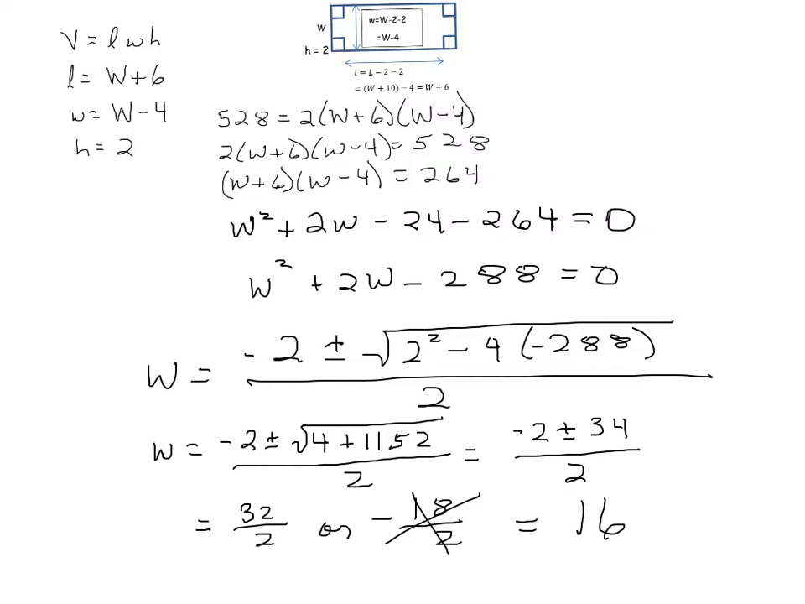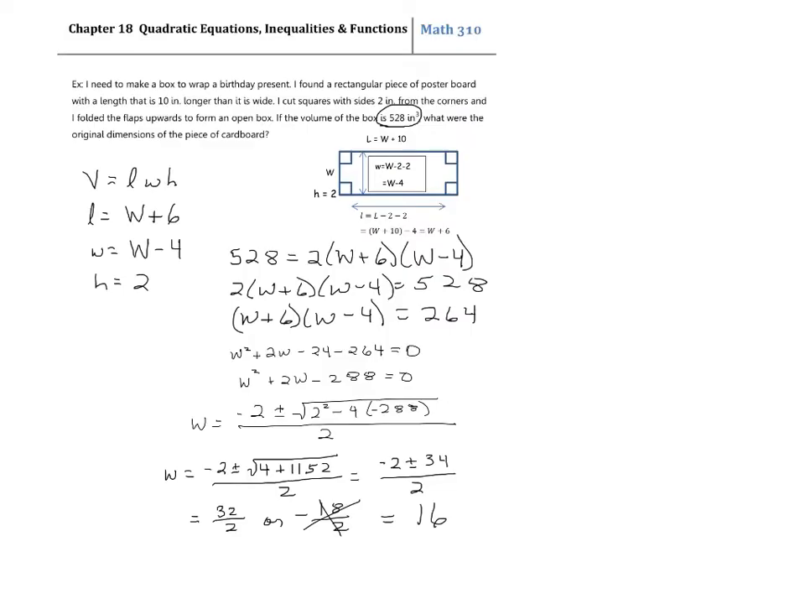That's the width of the poster board. So let's write that down. W equals 16. And check again to make sure we know what we're being asked. We're being asked, what are the original dimensions of the cardboard? Well, we found W is 16. So that means that the length is W plus 10. So the length is going to be 26.